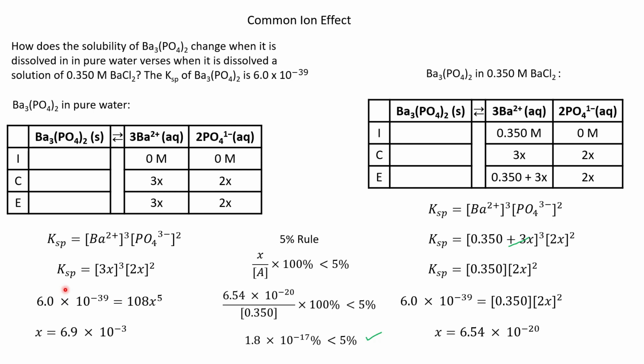Now that I know my assumption is valid and my value for x is correct, what does happen to the solubility of barium phosphate? Okay, so in pure water, here is our solubility, 6.9 times 10 to the negative third. And wow, you can see it went significantly down once we put it in that barium chloride. Again, if you think about your equilibrium here, if you're starting with some of the product, it's going to start to drive that reverse reaction. That is the common ion effect.